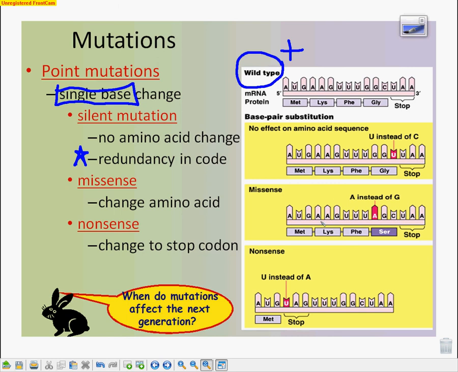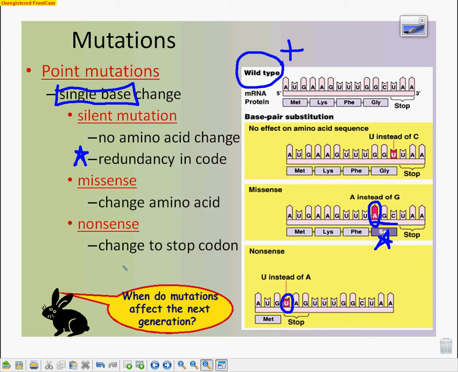Now, the other thing that can happen is if we change an amino acid, we call that a missense. If we look at the example up here, we have an A that's been put in instead of a G. If that occurs, we have AGC, and that changes your amino acid, and that's called a missense. The last one, if you have a change that causes a stop codon, like the third one that I'm showing, is called a nonsense.